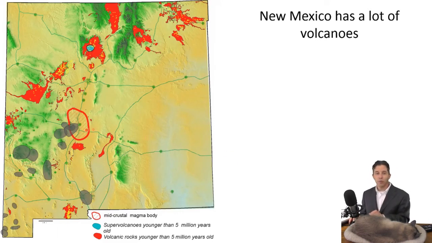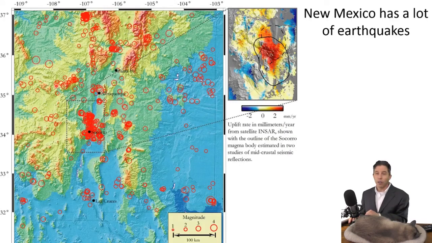We have a lot of volcanoes in New Mexico. So on this map, all the red says volcanic rocks younger than 5 million years old. In geologic time, that's considered a pretty young rock, 5 million years. So all this red is relatively young volcanic rocks, that means there's probably still magma under the crust. And we also have a lot of earthquakes in New Mexico. This cluster right here near Socorro is due to what we call the Socorro magma body. There's a blob of magma down there moving around.